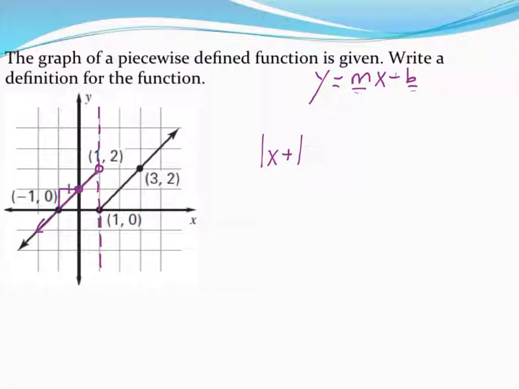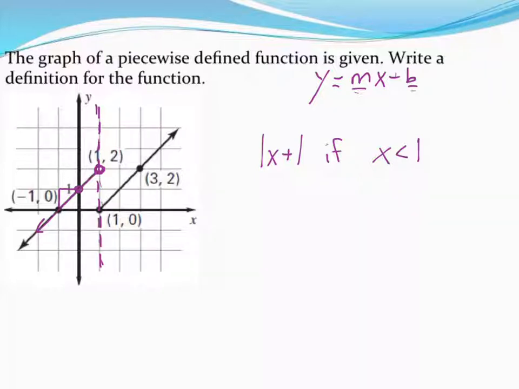So the equation of this line would be 1x plus 1. However, remember, it's not really a solid line, so I have to include the if. This is the special part of piecewise functions. I have to describe where this line exists in relation to this dashed line right here. And I can see that the line exists only if x is less than 1. And notice I know it's less than because I had an open circle. If it was a closed circle, I'd use less than or equal to. Okay, so there's one piece of the piecewise function.